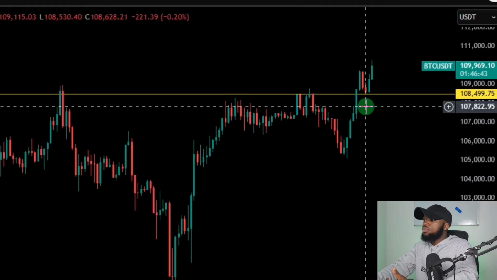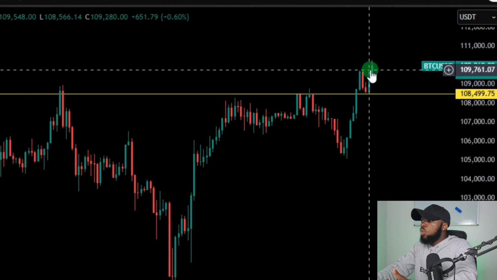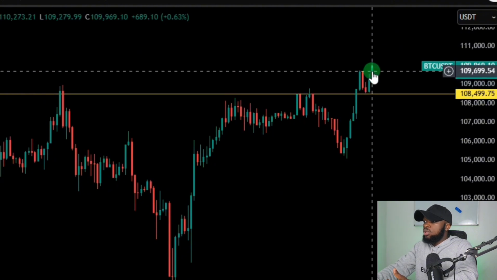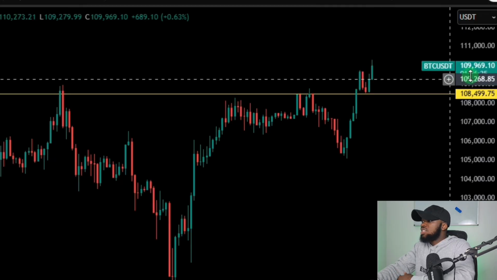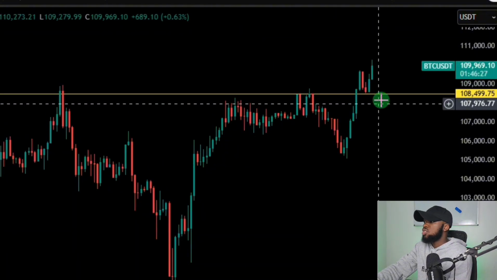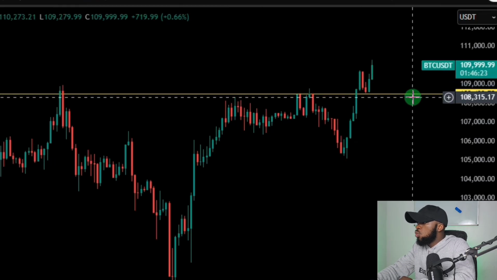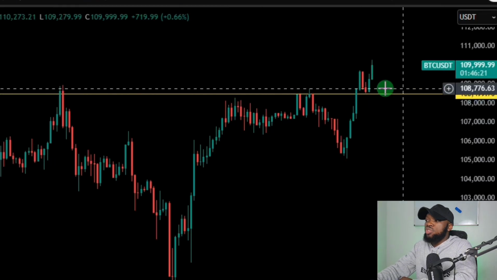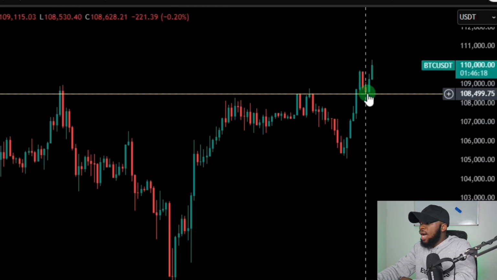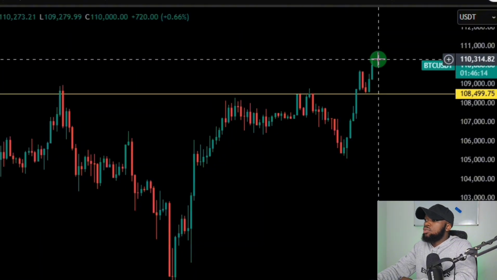BTC just tapped into the $110,000 zone and is currently trading around $109,969. We are left with 1 hour 46 minutes until this 4-hour candle closes. BTC successfully flipped the $108,000 zone into a support, and the moment that happened, we got an 8-hour moonshot candle to the upside.